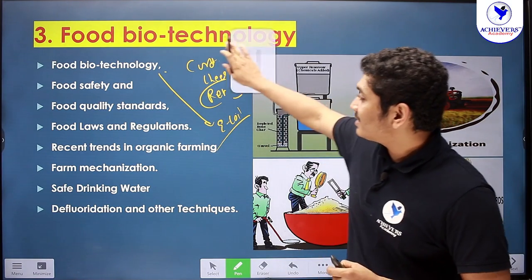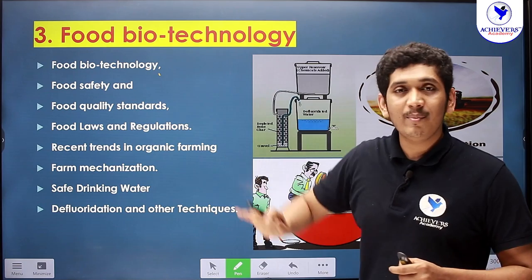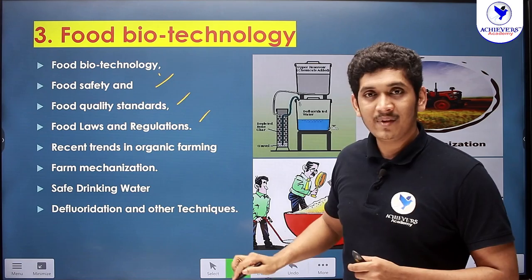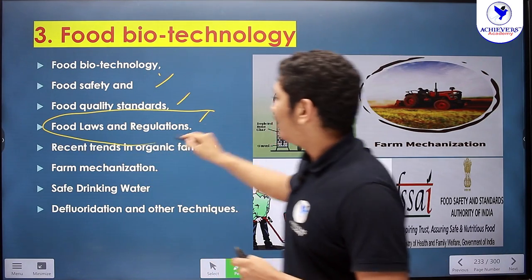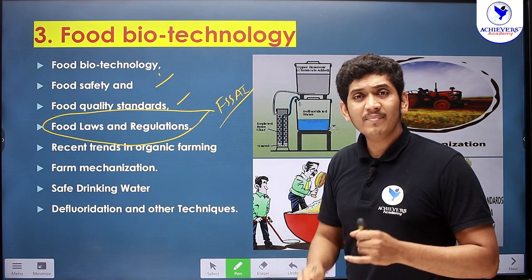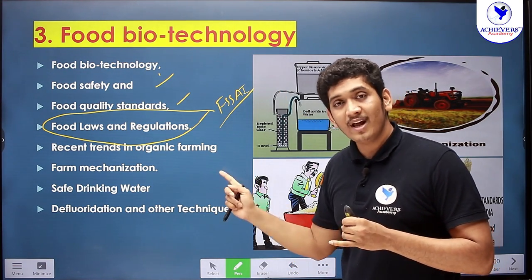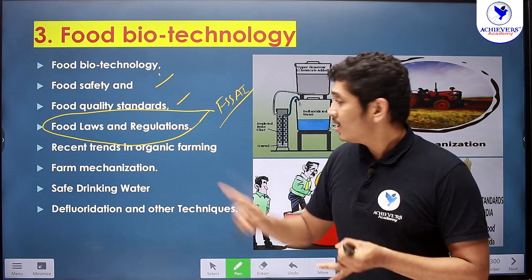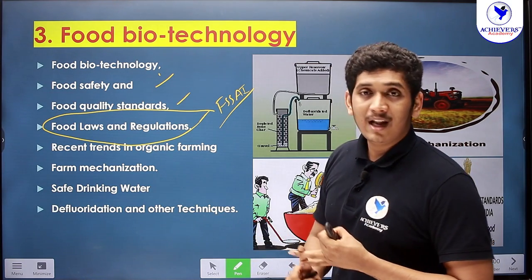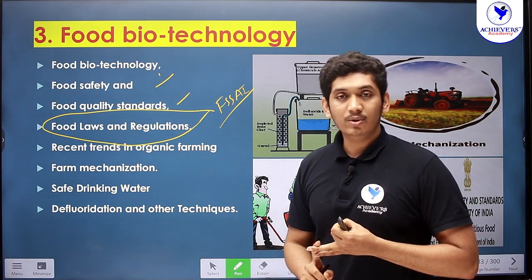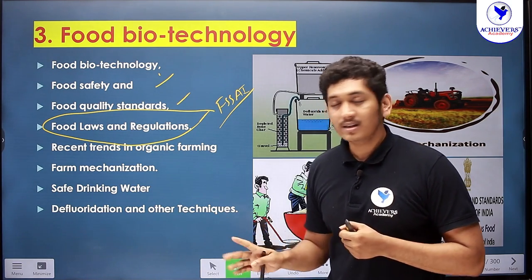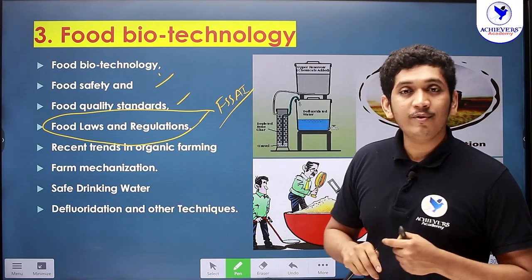So what exactly is food biotechnology, all this I will be teaching you. Next will be food safety, food quality, food regulation. Basically, I will teach you about FSSAI, Food Safety and Standards Authority of India, and various laws which have been subsumed in it. I will also be teaching you various subtopics in FSSAI, like the front-of-pack labeling system, the star marks, and where the labeling should be. Along with this, I'll also teach you a few state laws.